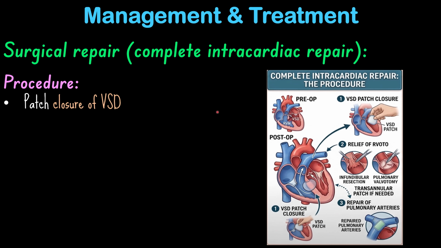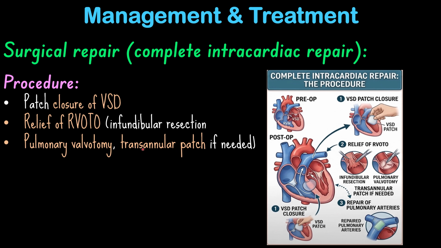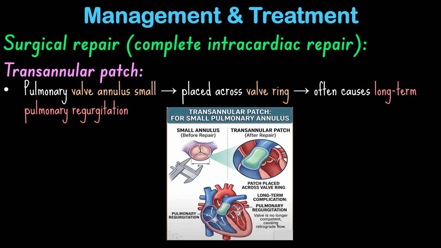The procedure involves patch closure of the VSD, relief of the right ventricular outflow tract obstruction by resecting infundibular muscle, performing a pulmonary valvotomy, and placing a transannular patch if the pulmonary valve annulus is small. A transannular patch often leads to long-term pulmonary regurgitation.